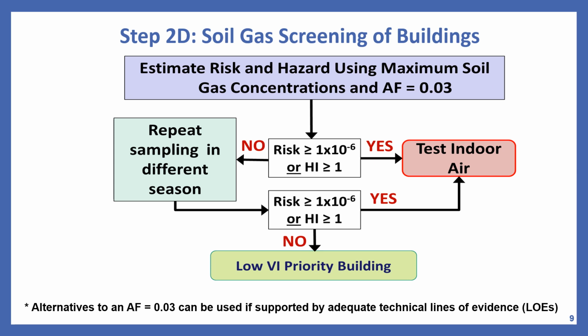If after the first round of soil gas sampling, estimated risk does not exceed the points of departure, then a second round of sampling should be conducted to evaluate temporal variability. If vapor-forming chemicals were not detected in any environmental media, or if after the additional sampling events, risk and hazard are confirmed to be below the points of departure, and lines of evidence are generally consistent, the building is considered low priority for further vapor intrusion evaluation. Note that an alternative attenuation factor can be used if supported by adequate technical lines of evidence.